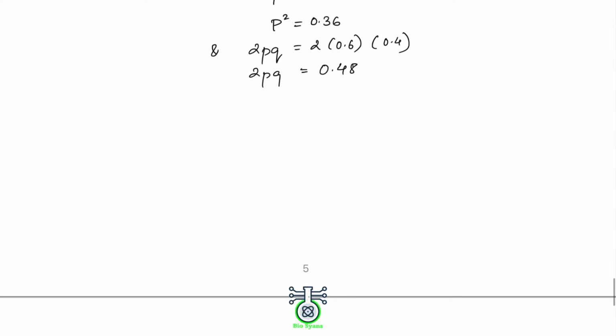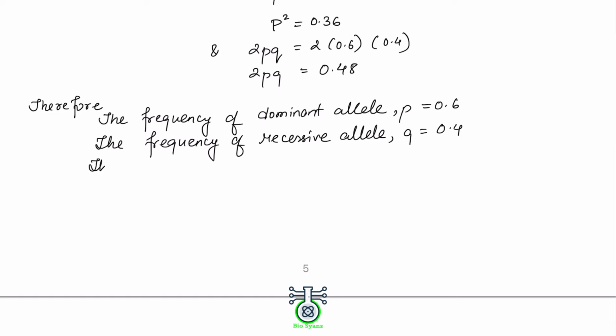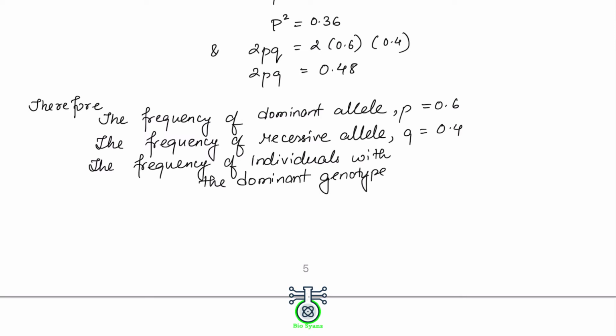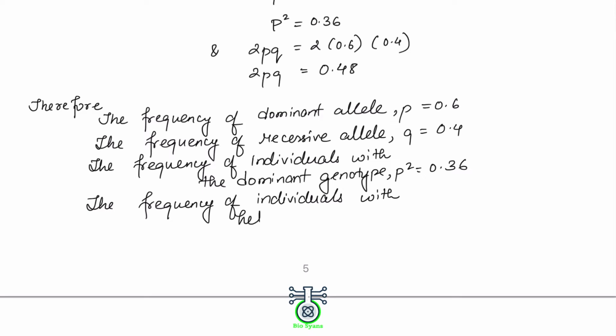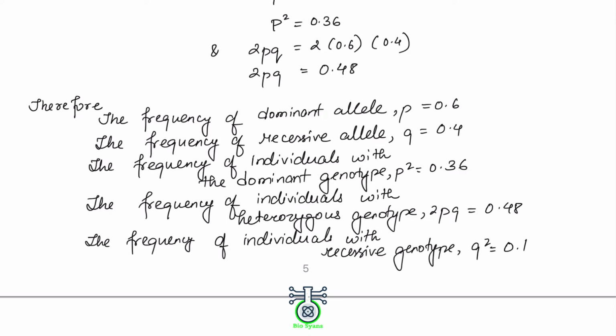Now, if we look at everything we have solved, the frequency of the dominant allele p is equal to 0.6. The frequency of the recessive allele q is equal to 0.4. The frequency of individuals with the dominant genotype, p square, is 0.36, the frequency of individuals with the heterozygous genotype, 2pq, is 0.48, and the frequency of individuals with the recessive genotype, q square, is 0.16. I hope you could understand this particular problem.